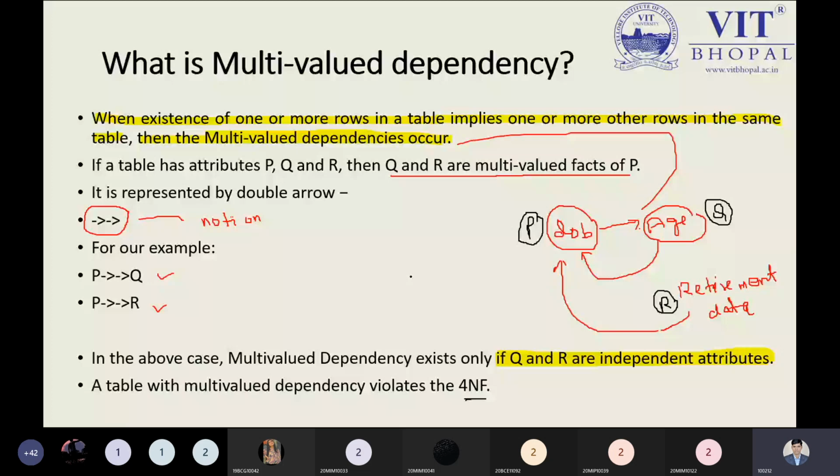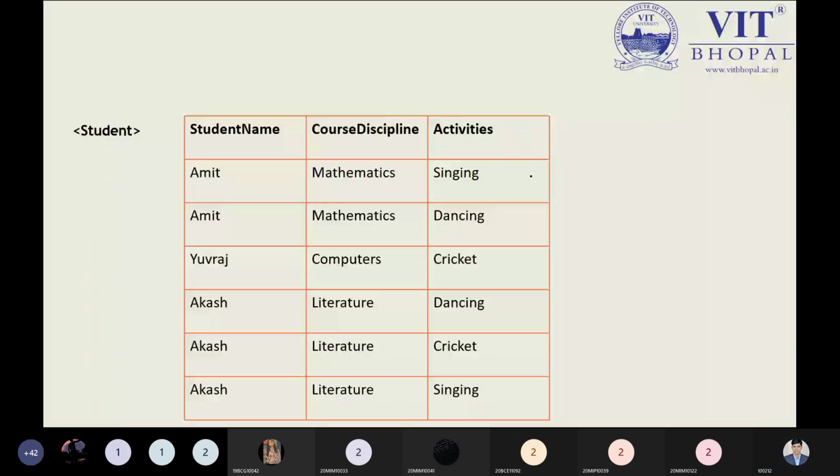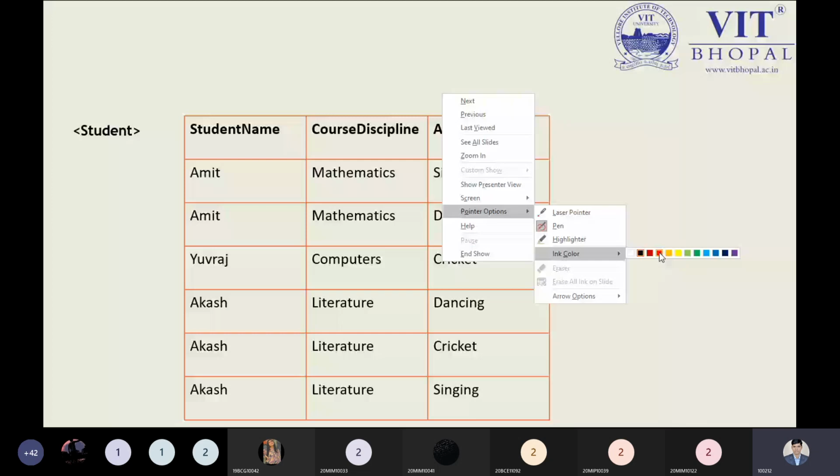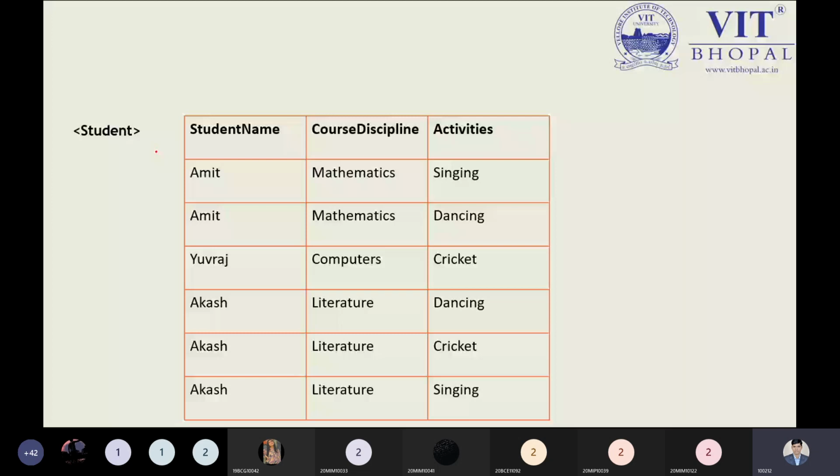But without knowing the multi-value dependency, you will not be able to understand the concept properly. Let us understand the thing properly. This is the same example I am taking over here. You can observe it in a simple way. There is a student relation which has student name, course discipline, and activities. So Amit is coming many times. Akash is coming 2 times. Amit is also coming 2 times. Mathematics is opted. Okay, and what is the activity he was involved in? Singing, dancing, other activity.